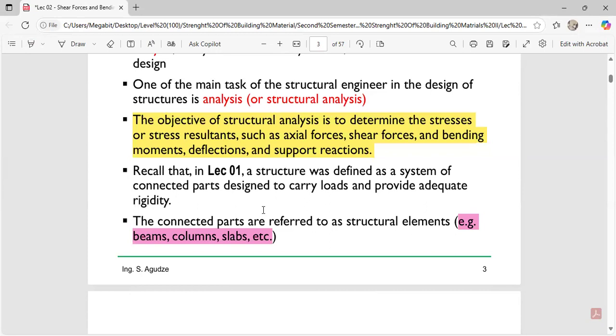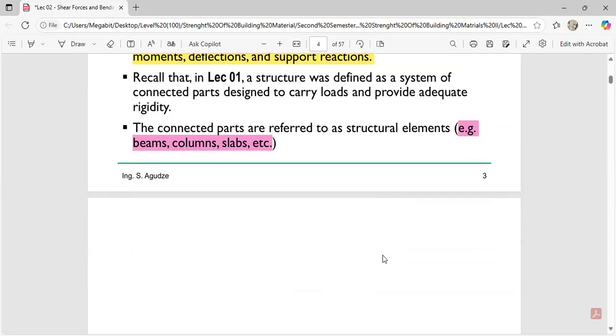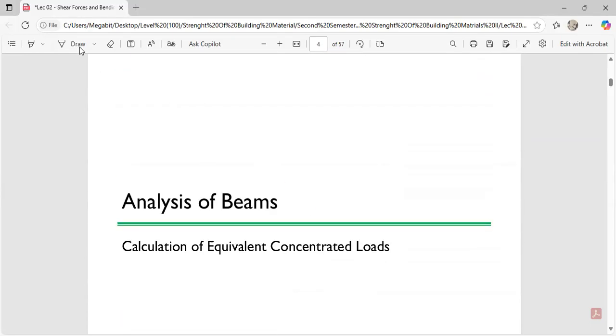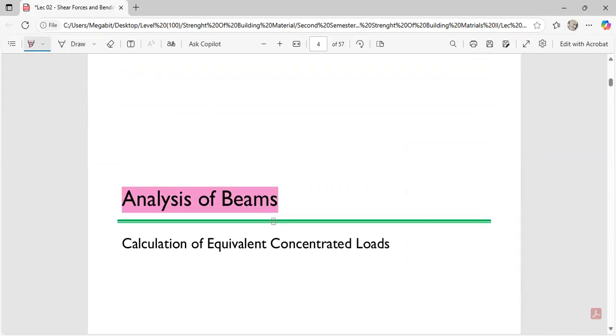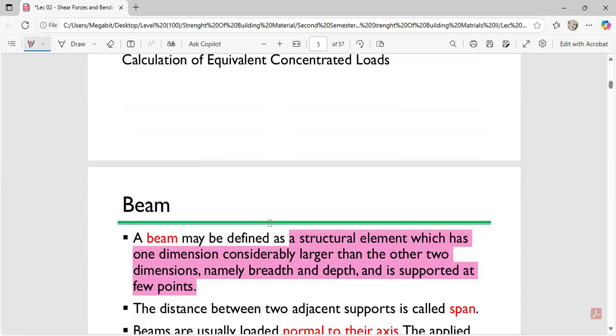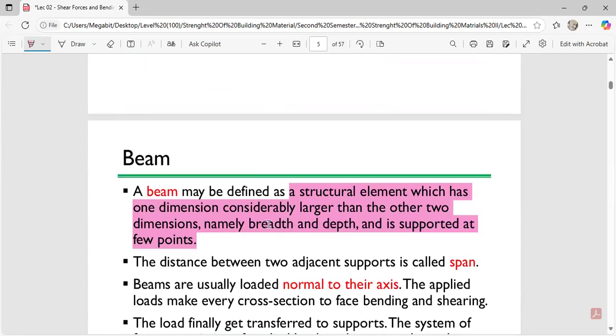Recall that in lecture 1, a structure was defined as a system of connected parts designed to carry load and provide adequate rigidity. The connected parts are referred to as structural elements. Examples are beams, columns, and slabs, etc. So we are going to be talking about the analysis of beams and also calculation of equivalent concentrated loads as well.